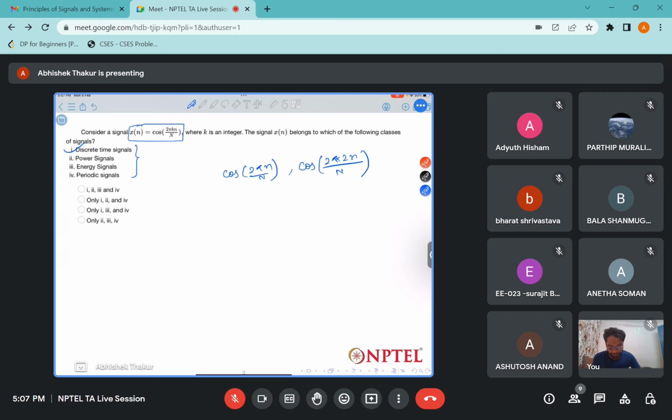Fine. And you can also see that cos(2 pi k n / N) is a periodic signal, and all periodic signals are power signals. You know this? So option 2 and option 4 will be correct. Yes, correct Surajit. Option B is correct, that is 1, 2 and 4.